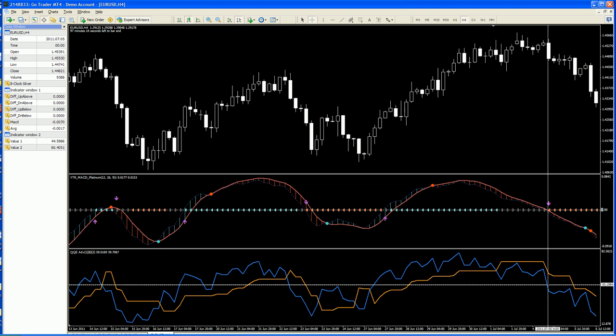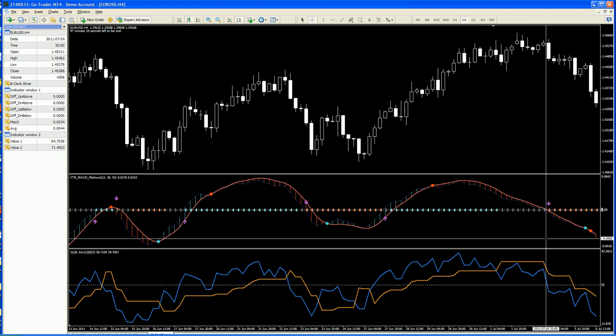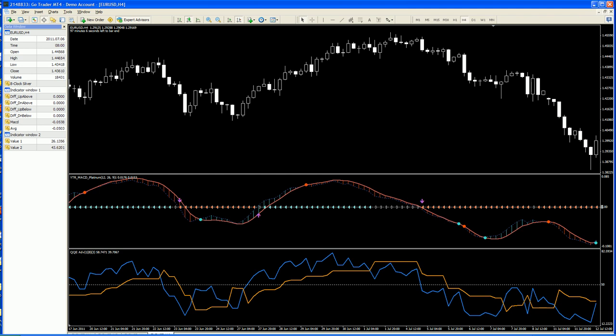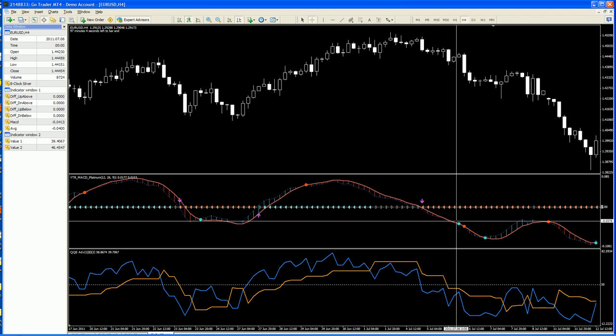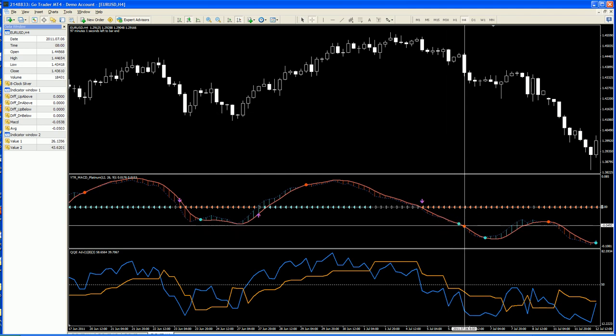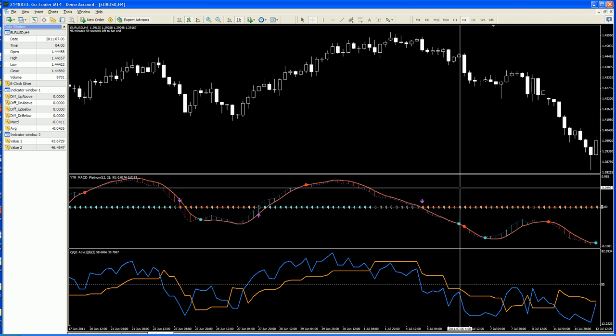We get the break of the MACD Platinum line. We get the break of the white horizontal line. So we add to that position and just follow it down, and we get that blue dot. See here, this is another thing too. We get the blue dot.